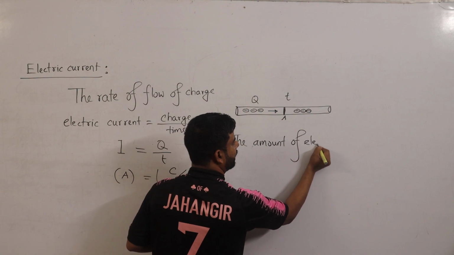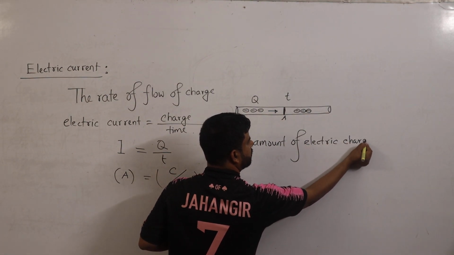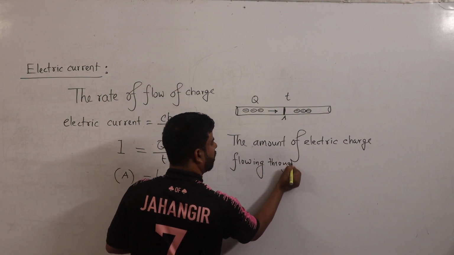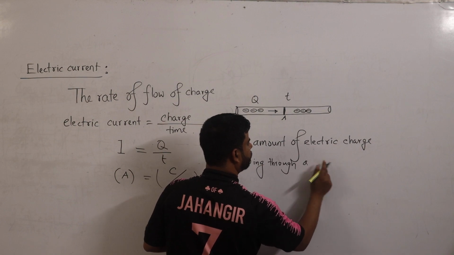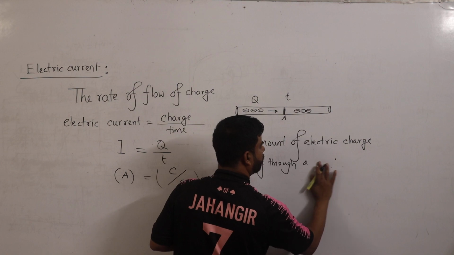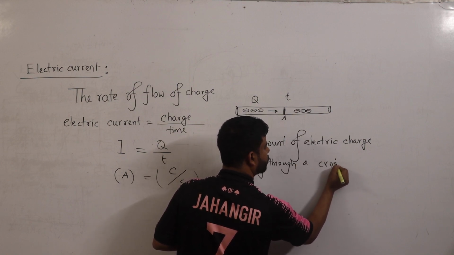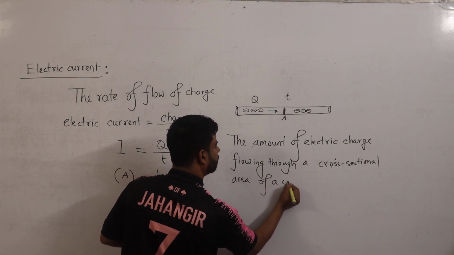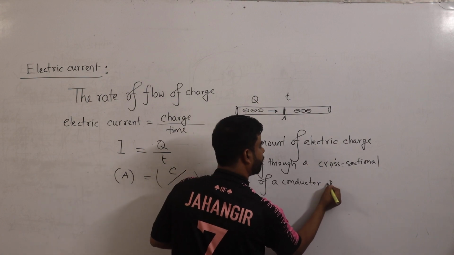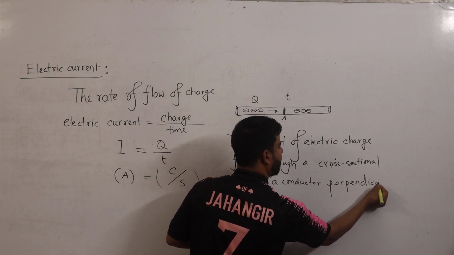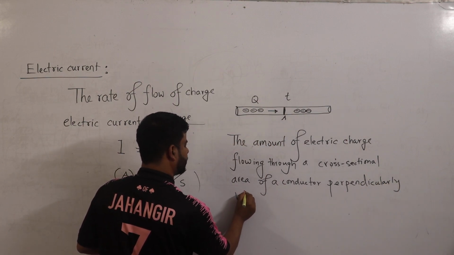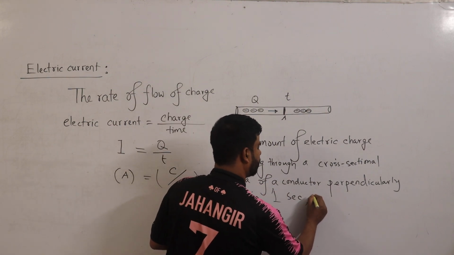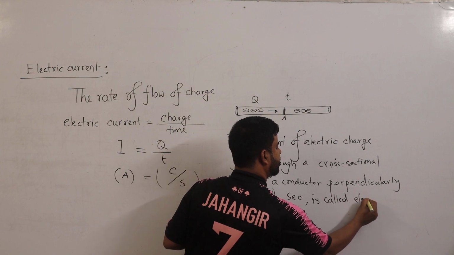So the amount of electric charge flowing through a cross-sectional area of a conductor perpendicularly within 1 second is called electric current.